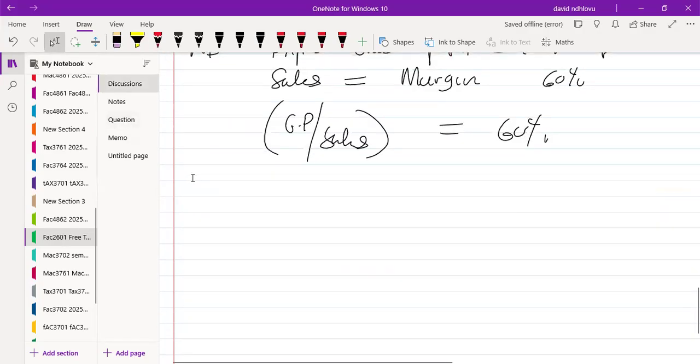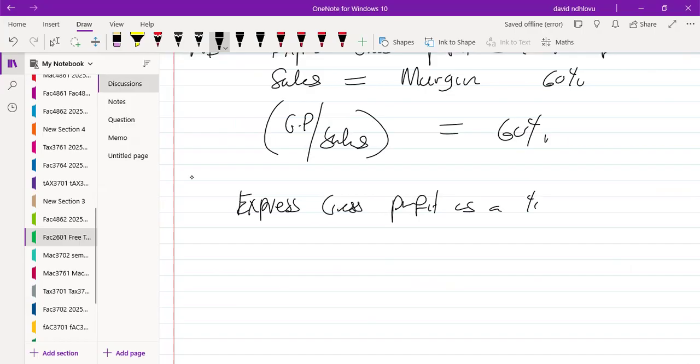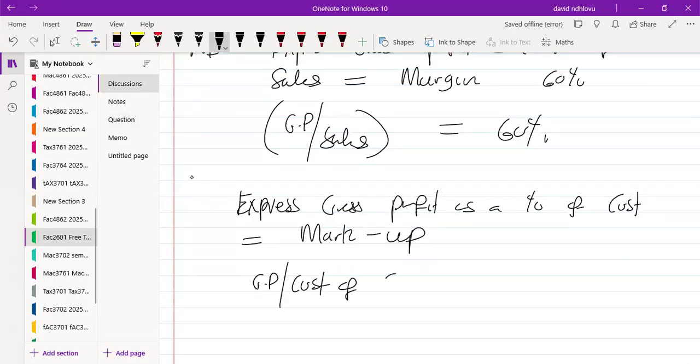So now, if we express gross profit as a percentage of costs, this is called a markup. So it is gross profit divided by cost of sales. Then you get your percentage. So in other questions, they could have given you the cost of sales and the markup without the sales figure.